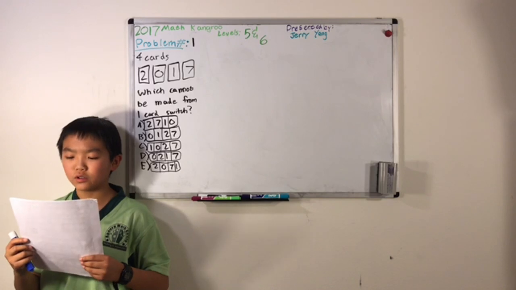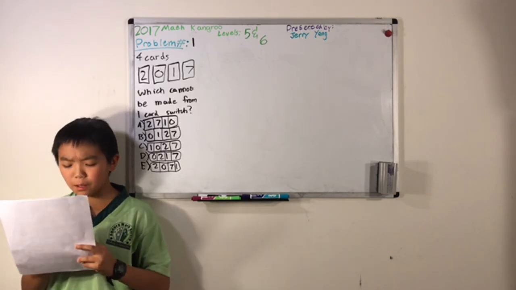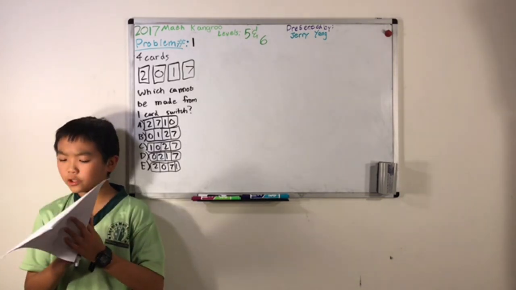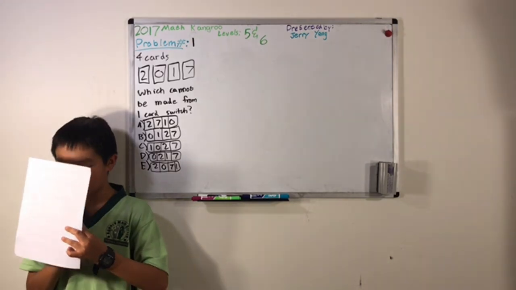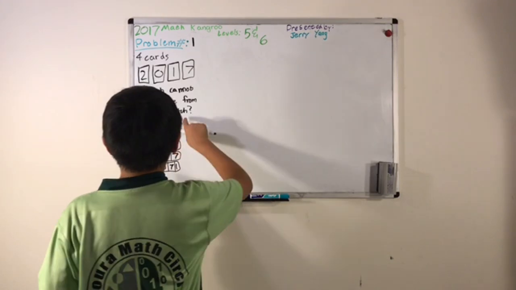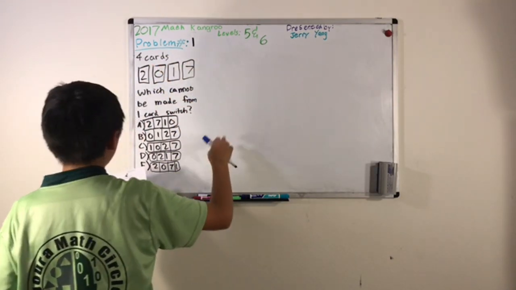Presenting Masked Kangaroo 2017 levels 5 and 6. Problem 1. 4 cards lie in a row. Which row of cards can you not obtain if you can only swap 2 cards? So, we can do this by looking at all these and then comparing it to this to see if we can do one card swap and make it work.